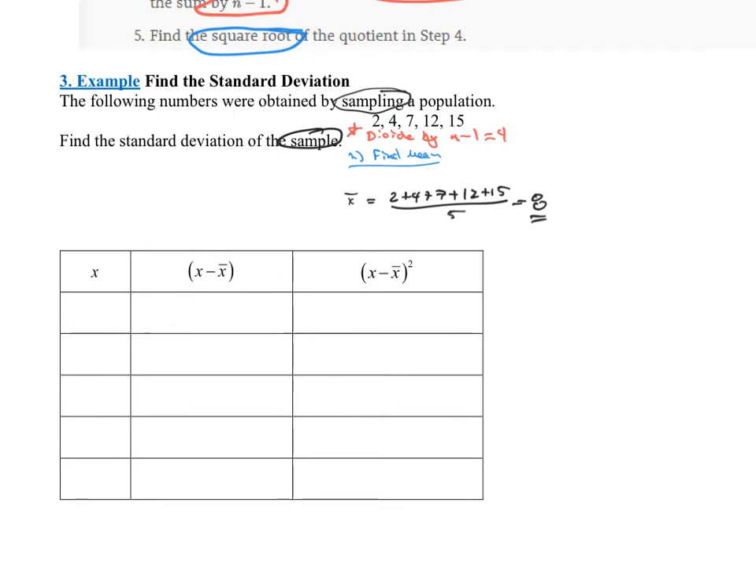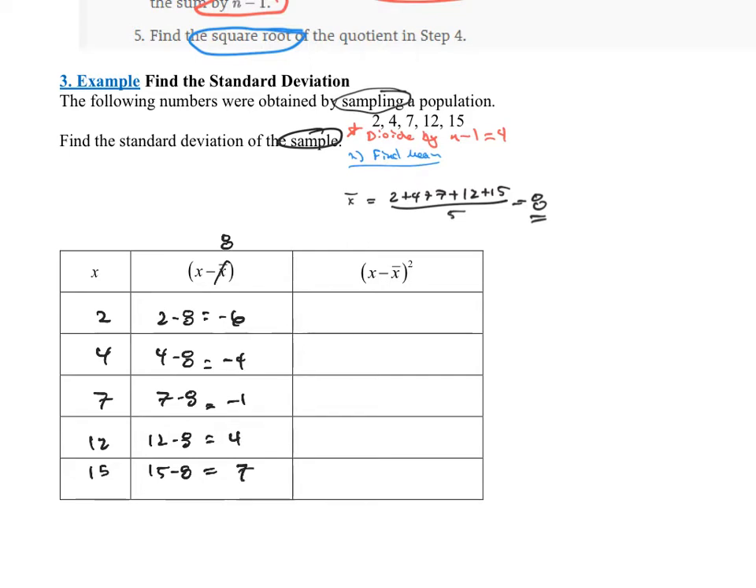You need that number. Now all we're going to do is throw our data values into this chart. So let's consider the data values 2, 4, 7, 12, and 15. Now I want to do the data minus the mean, and remember, we know the mean is 8 in this case. So we're going to do 2 minus 8, 4 minus 8, 7 minus 8, 12 minus 8, and 15 minus 8. Go ahead and do those in your calculator now. Let's see what values you get. I'm getting negative 6, negative 4, negative 1, 4, and 7.